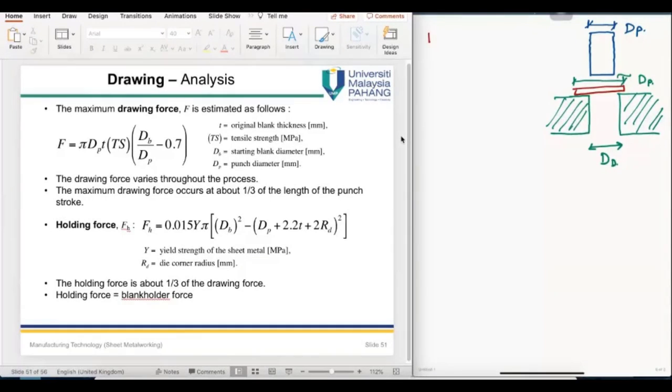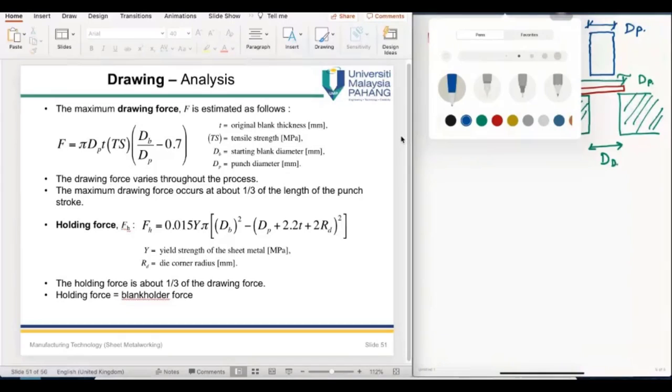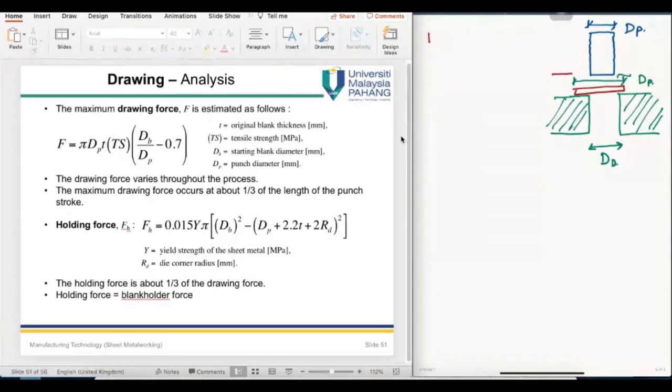There was one more thing involved. In order to hold the blank in its place, we need a blank holding force. For that, we have a blank holder. The blank holder keeps the blank in its place, and there is a force which has to be applied on the blank holder as well. So to do the drawing process, we have the holding force FH and the punching force FP. We need to get the formula for FP and for FH, the punching force and the holding force.